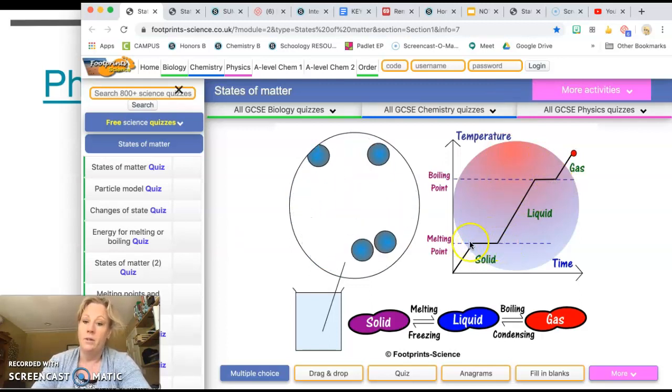So it seems strange that as you're heating something and you're melting it, it's going to just stay at 0 degrees Celsius. And when you're boiling something, no matter how long you boil it, as long as there's some water there, it's going to boil at 100 degrees Celsius.